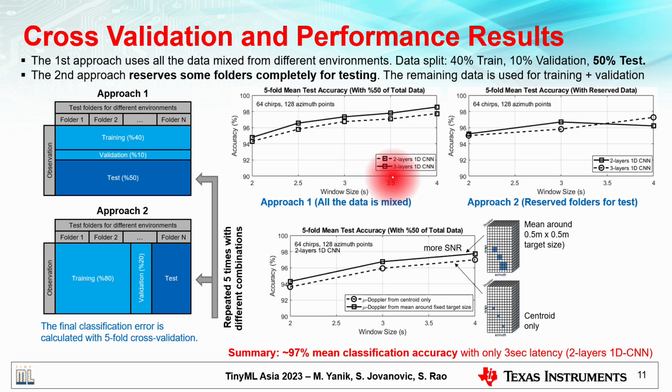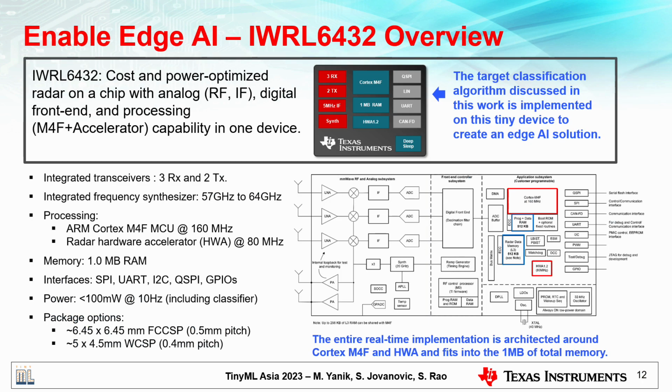So these were the performance results we saw, and I don't know how much time we have, but let me make it quick. The device that we focused on for this application is our latest IWRL6432 device, which is a cost and power optimized radar on chip with both analog and digital processing combined on a single device.